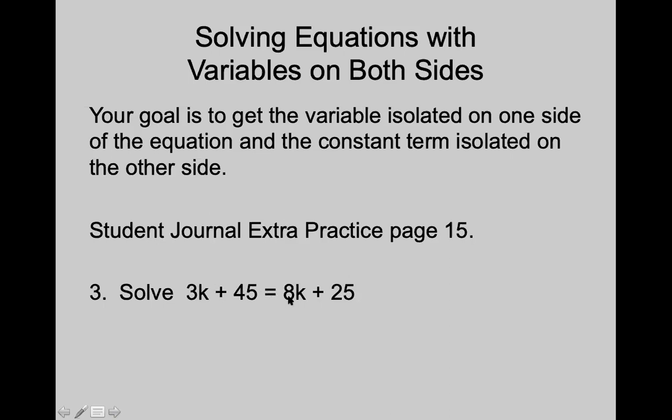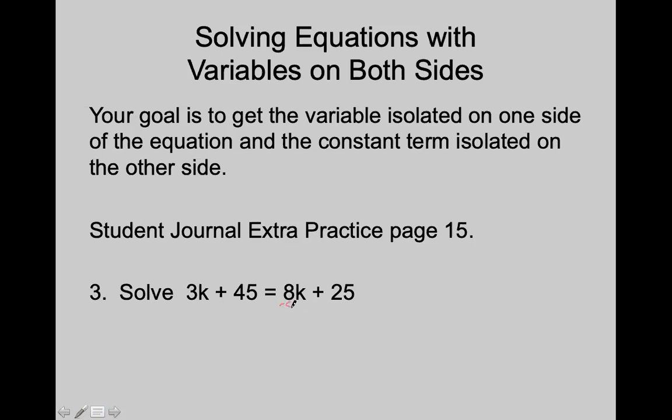So I'm going to go ahead in this problem and get all of the variables on the left. I already have 3k on the left, so I'm going to leave that alone. What I would like is 8k to join 3k over there. In order to move things from one side of an equals to the other, remember you have to do an inverse operation. So since 8k is positive on this side, to move it here with 3k, I'm going to have to subtract 8k from both sides. So I'm going to start there.